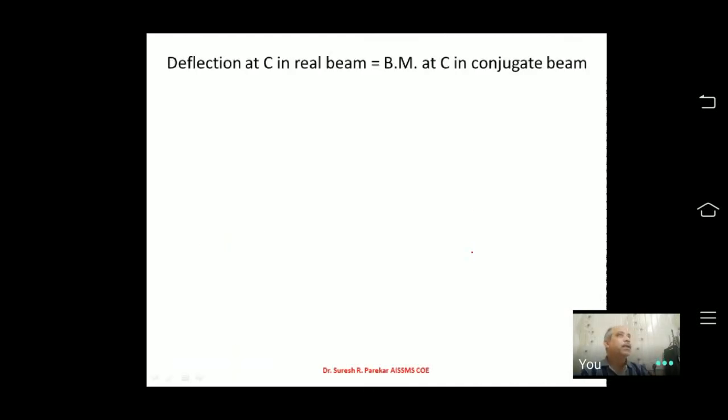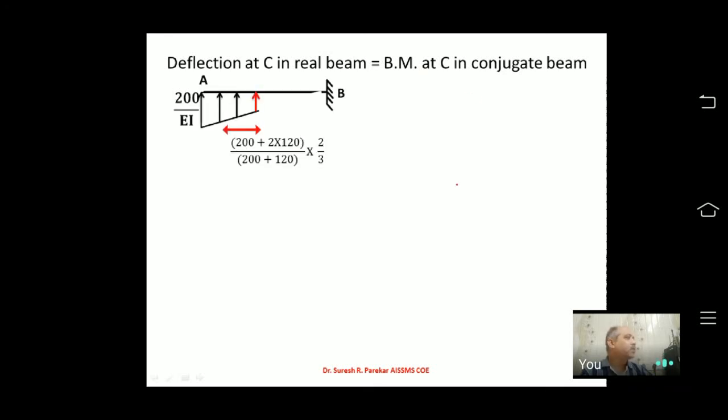and that again we have clockwise, because we have positive shear force, so that value will be clockwise. Now we will go to the deflection part. The deflection at C in the real beam is bending moment at C in the conjugate beam. Again we have this as the conjugate beam, so we have to take moment at B due to this.